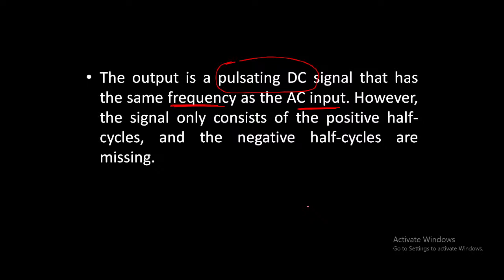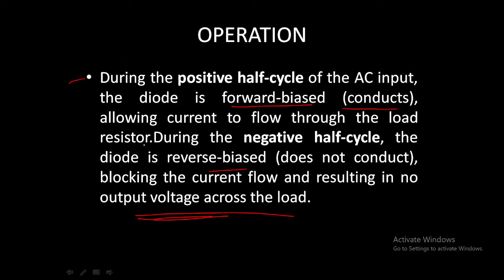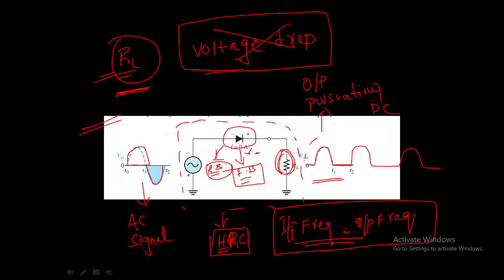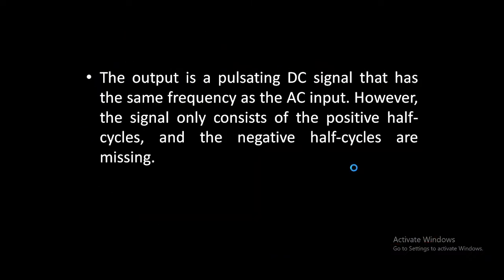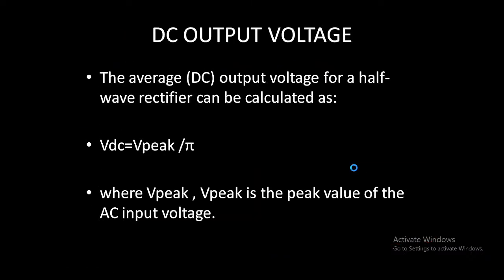So the output is a pulsating DC. The signal only consists of positive half cycles. We have already seen this. The negative half cycles are removed. Only the positive half cycles are present in the output. So that is about the half wave rectifier.